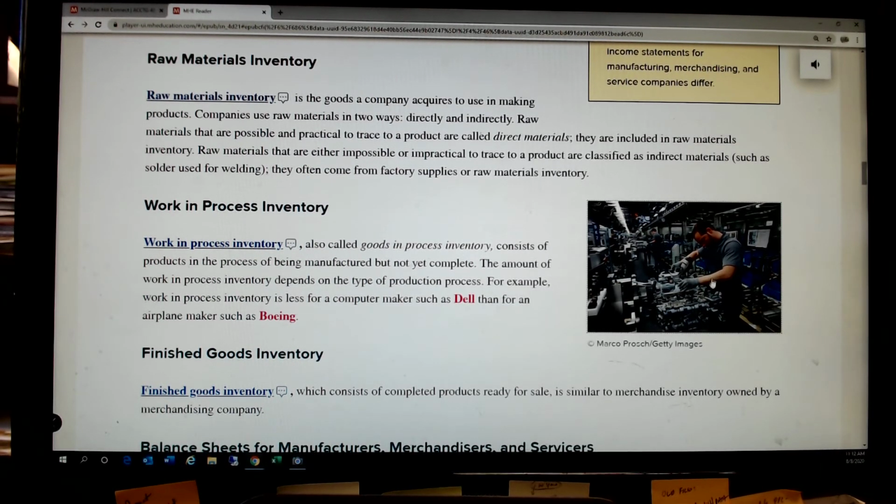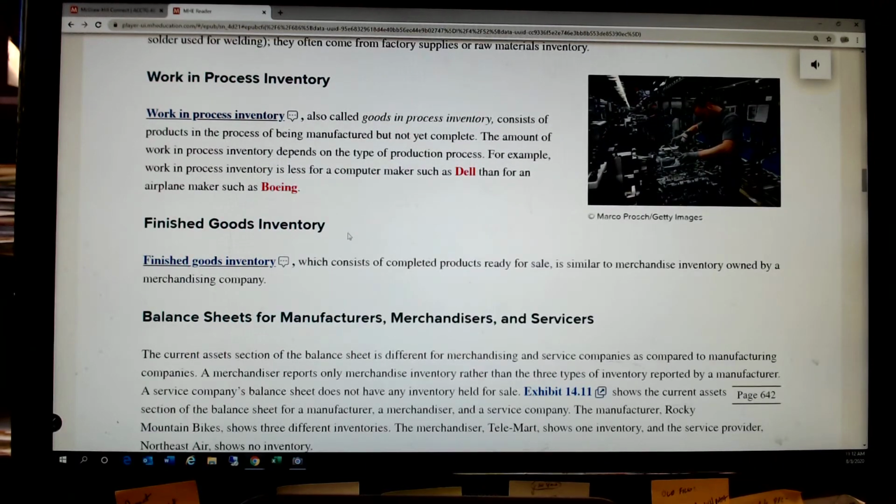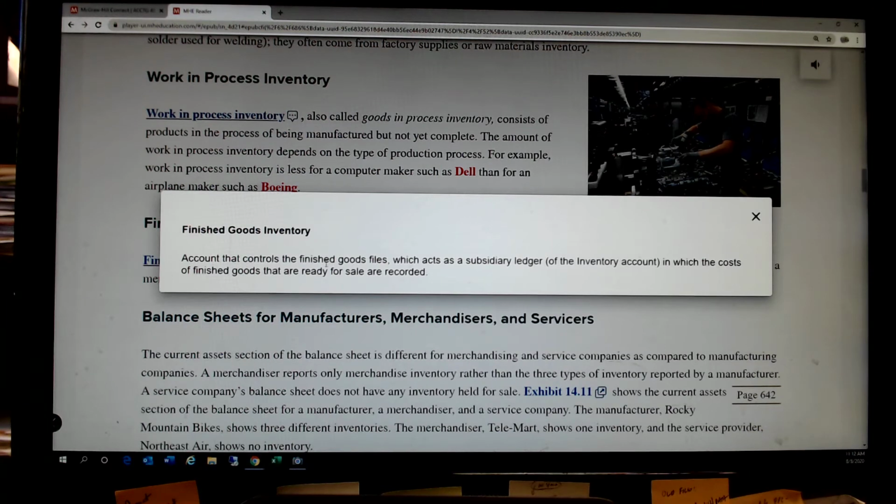Here's a picture of the work in process, and there's a direct labor. His salary, he's obviously working on this, whatever this thing is. What he's costing me is a cost of this product. He's a direct labor. Then there's finished goods. Finished goods is the account that controls the finished goods files. What does that mean? Well, it's just that they're the costs of goods that are ready for sale, and they're just sitting there ready to be sold.